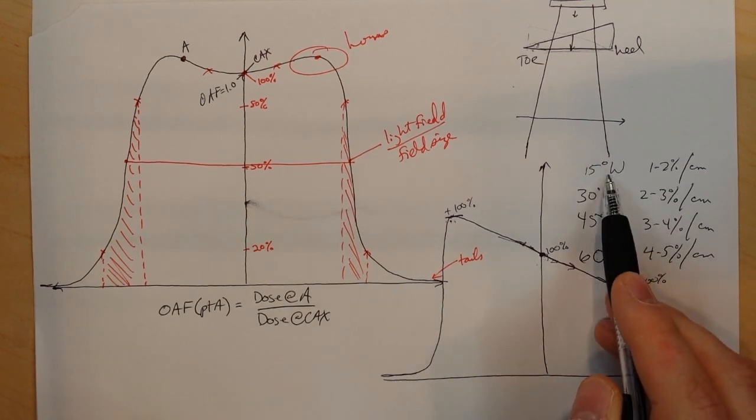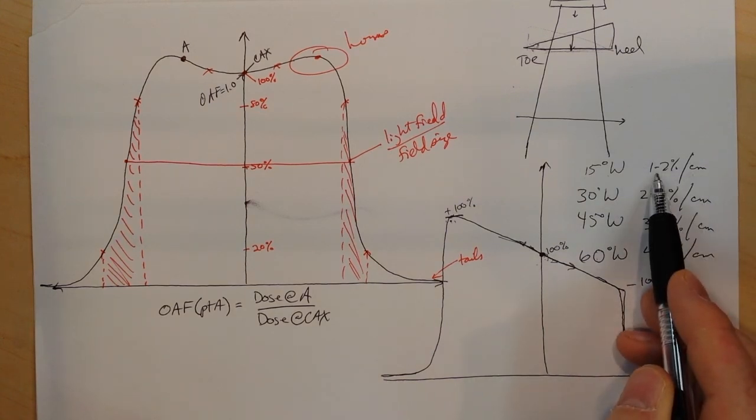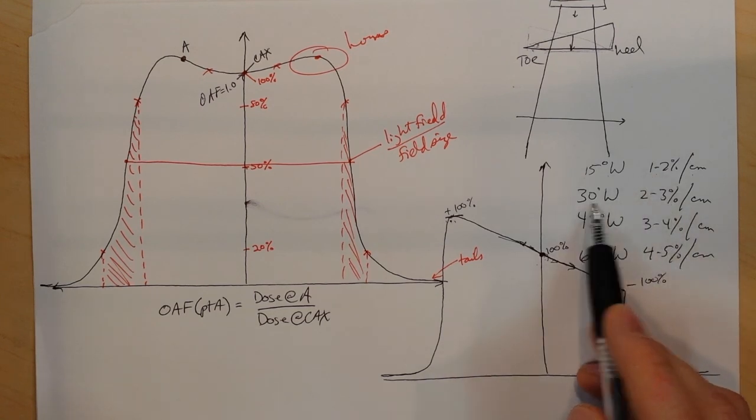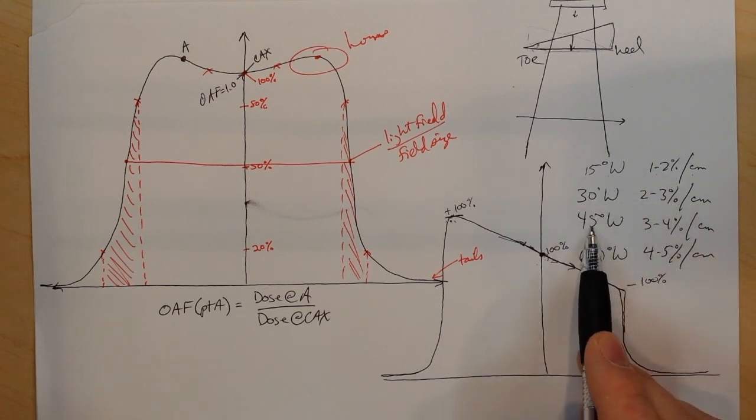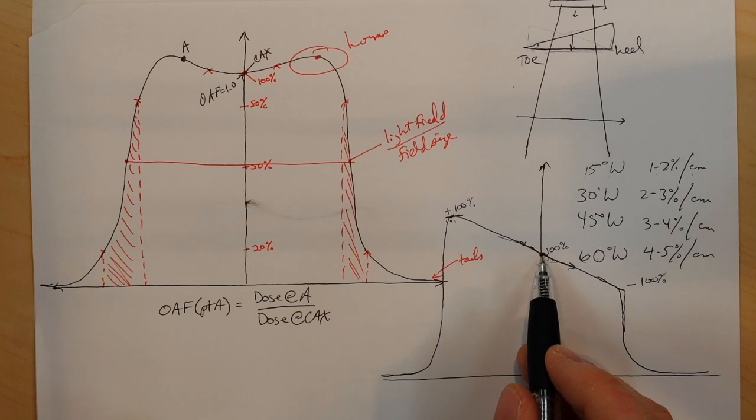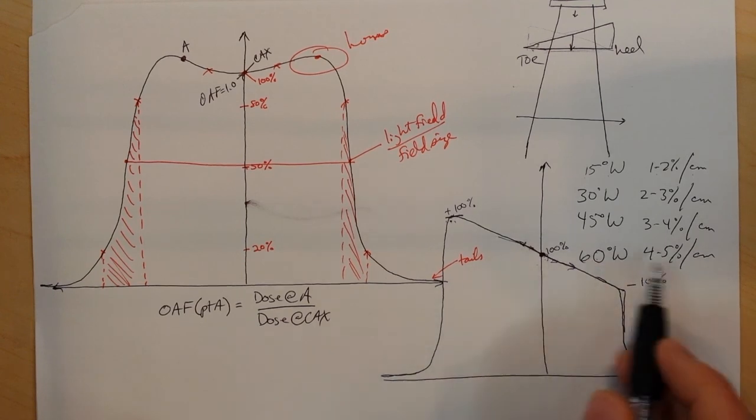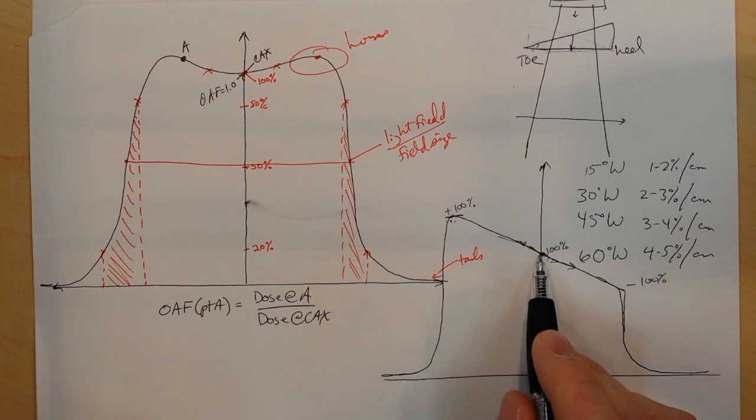For a 15-degree wedge, for every centimeter that you go off axis, you're going to increase or decrease roughly 1 to 2%. For a 30-degree wedge, 2 to 3% per centimeter. 45-degree wedge, 3 to 4% per centimeter. 60-degree wedge, 4 to 5% per centimeter. Remember, this depends on the wedge and the machine that you have, but these are just general guidelines to go by. So if I move 1 centimeter toward the toe with the 60-degree wedge, I'm going to be 5% hotter than I would on the central axis.